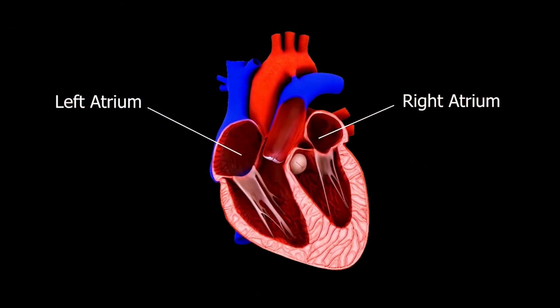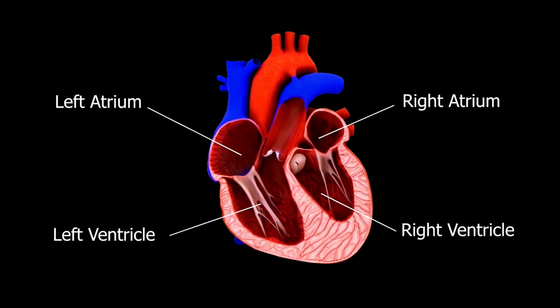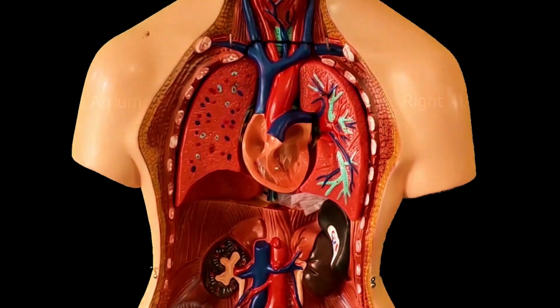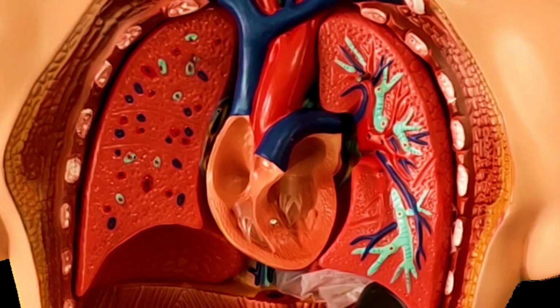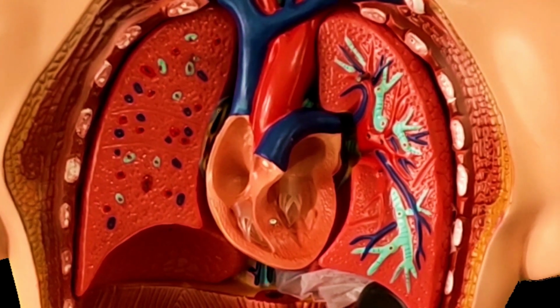The heart is a hollow muscular organ about the size of your fist. It is in the center of your chest, between the lungs. It is a double pump that sends blood on the left and right sides.